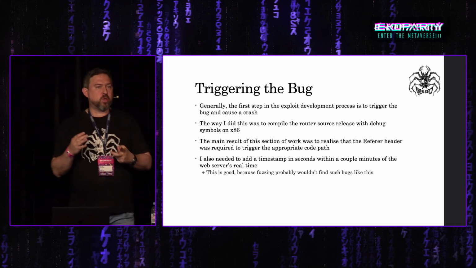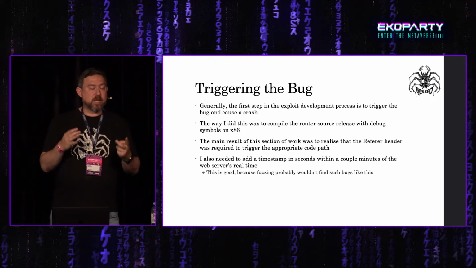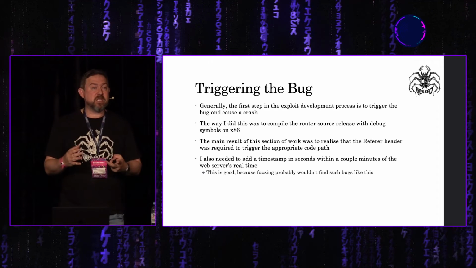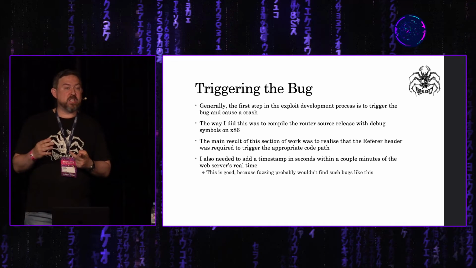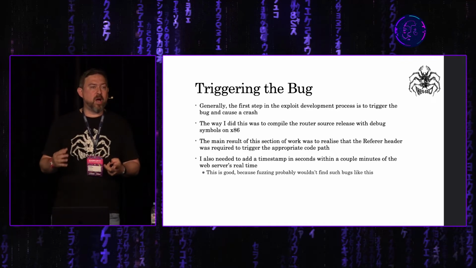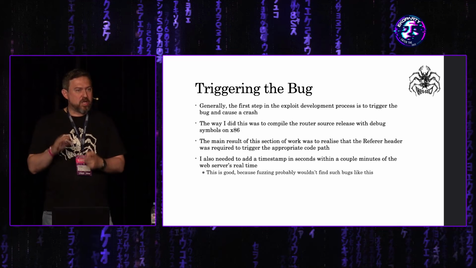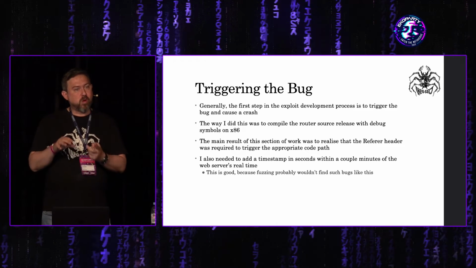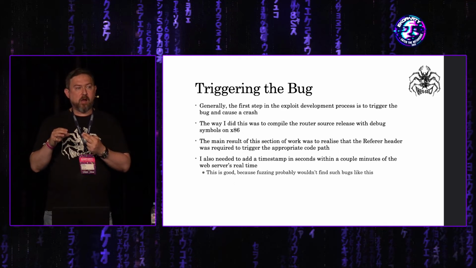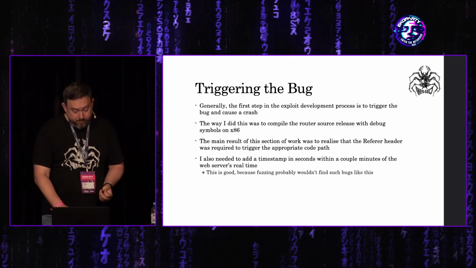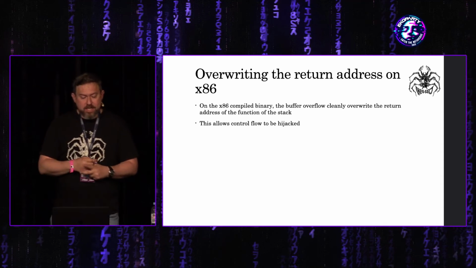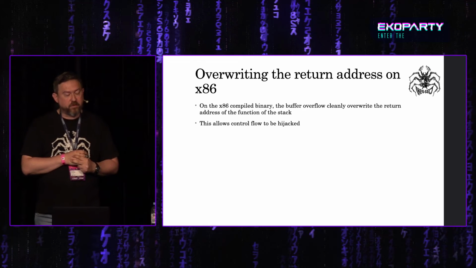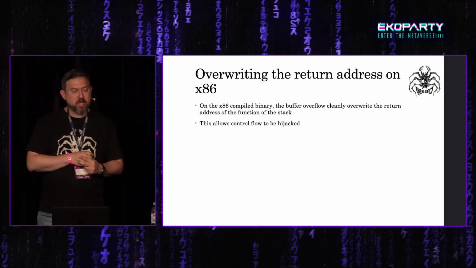This seems annoying, but it's actually a really good thing, because it means that fuzzing probably isn't going to be able to find this type of bug, or at least not reliably reproduce the crash. So this is one place where manual code review is probably going to be more fruitful. It'll probably be a longer living bug than if it was found by fuzzing. Now on x86, the buffer overflow cleanly overwrites the return address of the function on the stack.